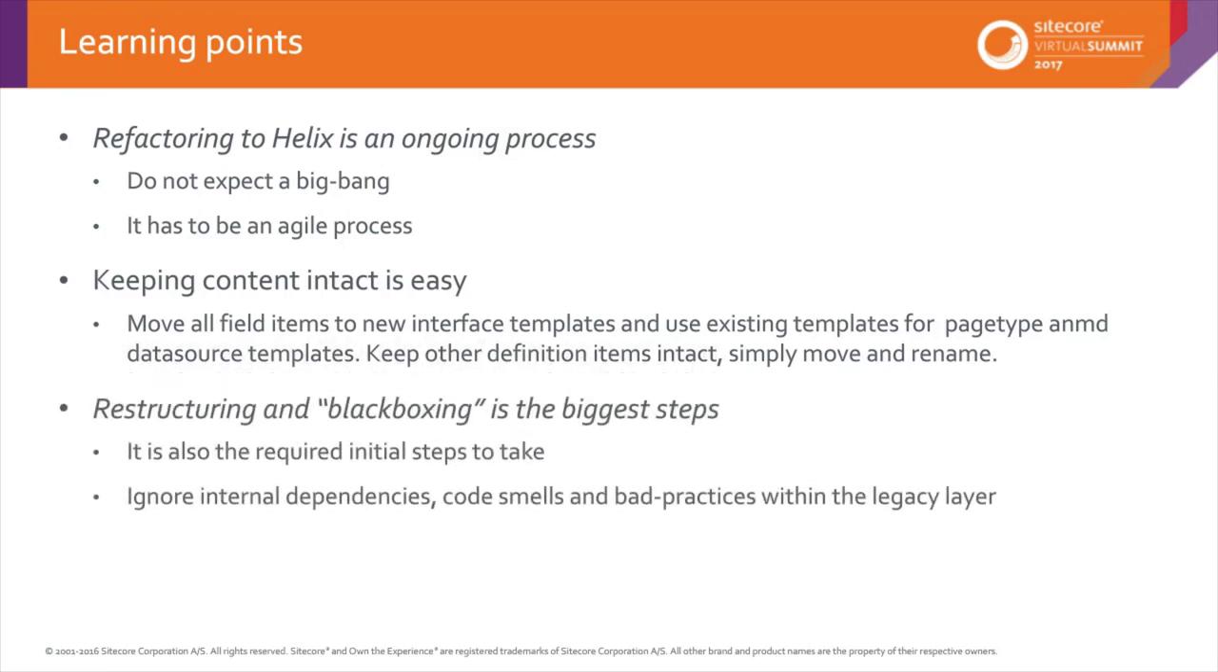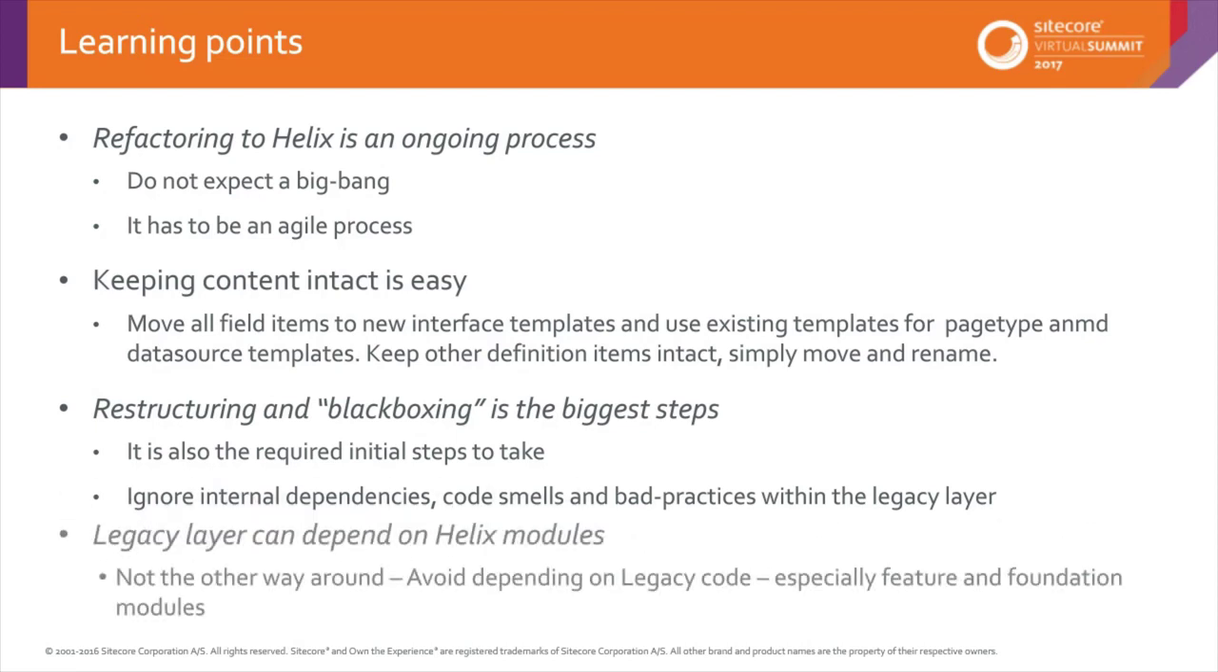Restructuring the file system and blackboxing the legacy code is typically the biggest and most important step. It is, in my experience, required to do this as the initial step. Within the black box code, you should ignore any internal dependencies. You should ignore code smells and bad practices within this legacy layer code. You only should take care of it when it's relevant. Only when you need to extract the responsibility, you should handle it, or if it creates havoc in the solution.